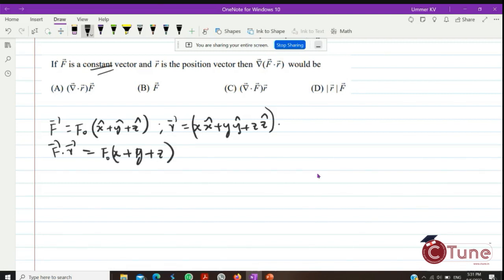Now we want to find out the gradient. What is the expression for gradient? i cap dou by dou x plus j cap dou by dou y plus k cap dou by dou z, right?